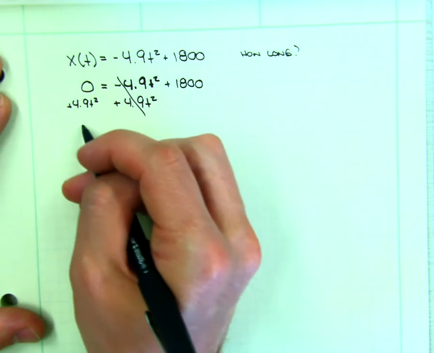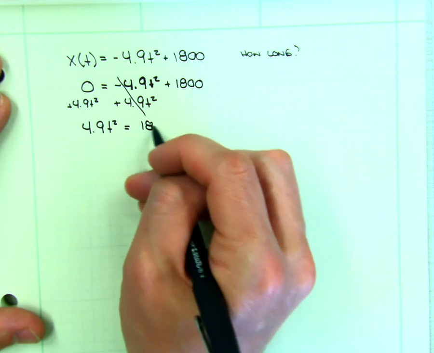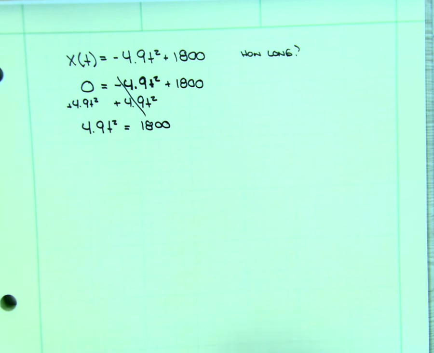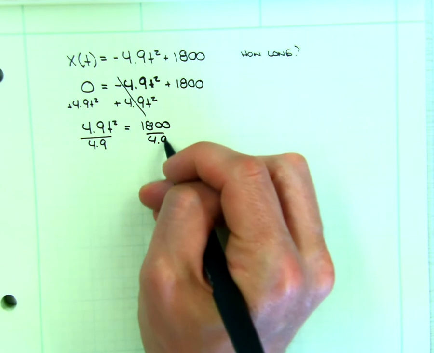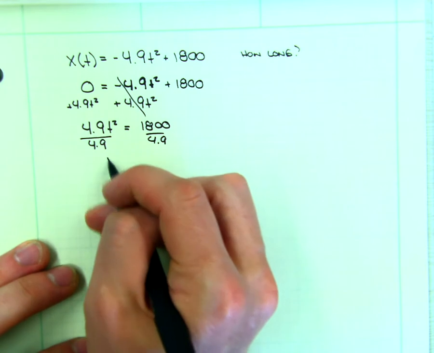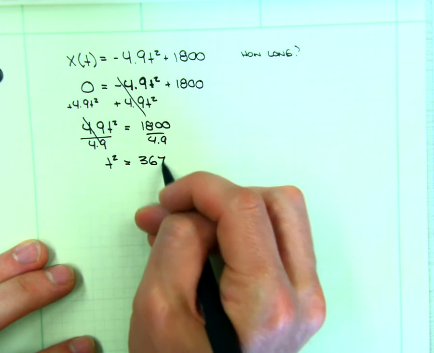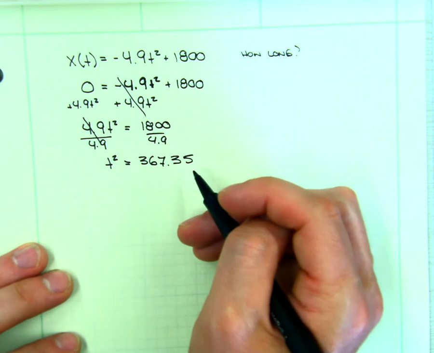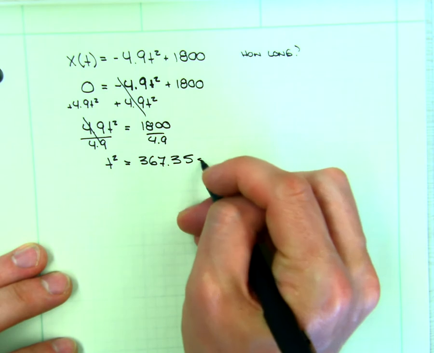This goes away, and I just end up with 4.9 t squared is equal to 1,800. Now, next step in algebra, you guys can figure this one out as well. Divide both sides by 4.9. And I get t squared is equal to 367.35. Now, what would the units be here? Time is in seconds, so in this case the units are going to be seconds squared.